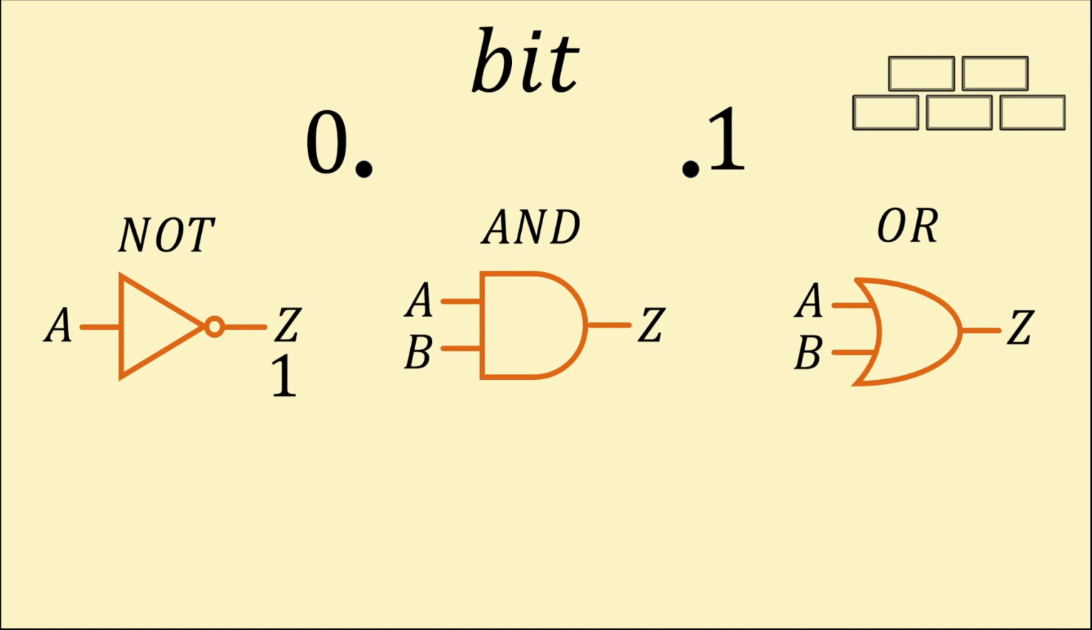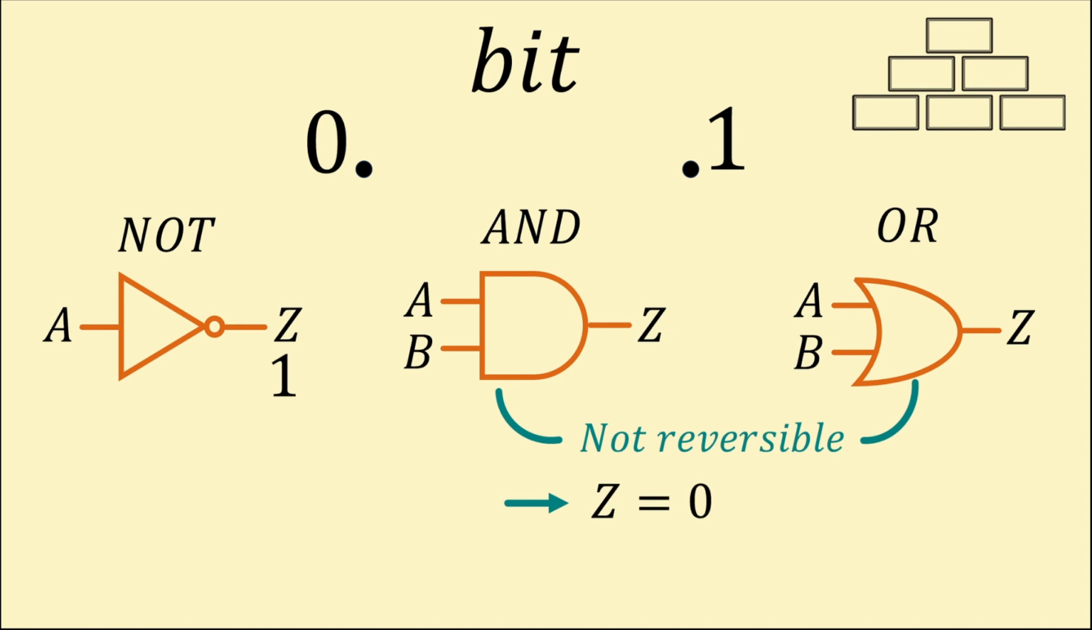Note that while the NOT gate is reversible, that is, if we know what the output Z is, we can find the input, the AND and OR gates are not reversible. If we know what Z is, we cannot always find what A and B are. We lose some information when we apply these gates to bits. If Z is 0, we don't know what the values for A and B are. Which one, if not both, are 0?